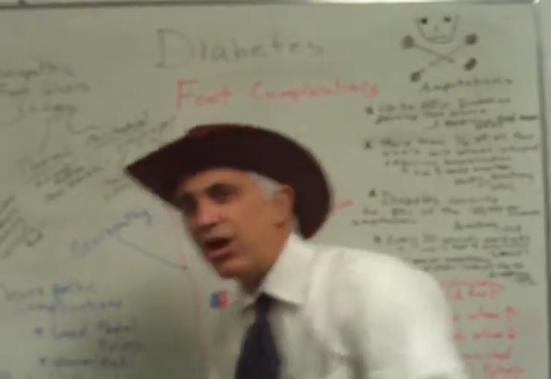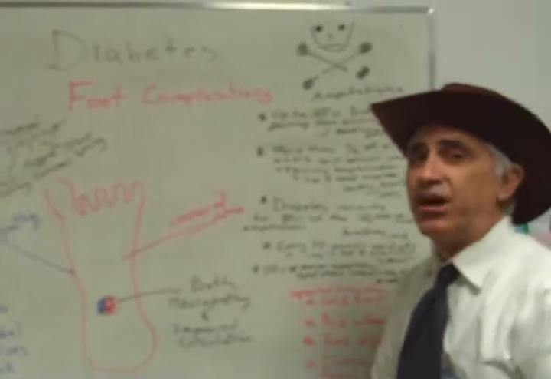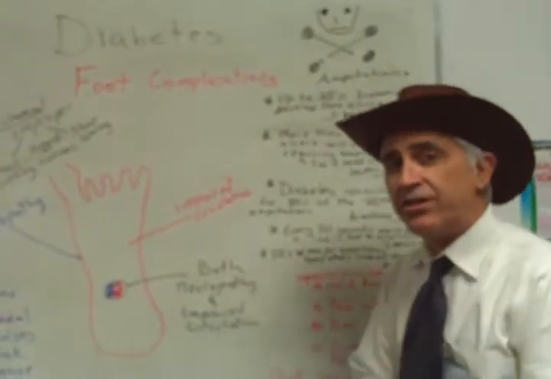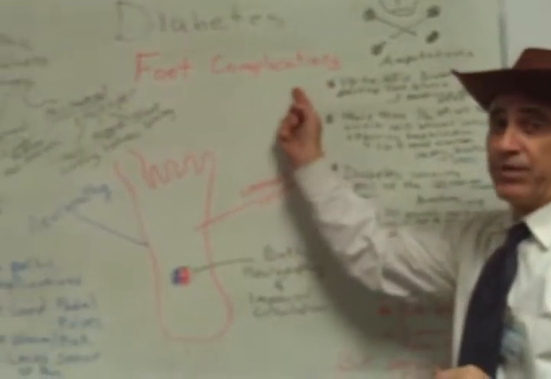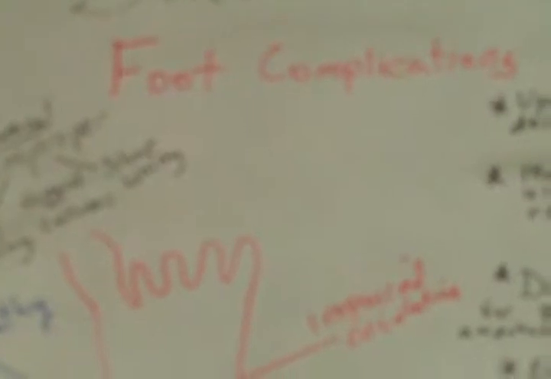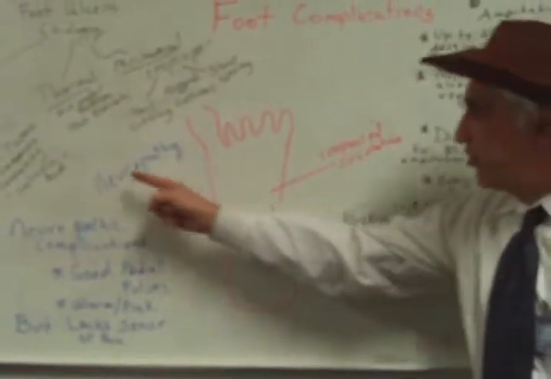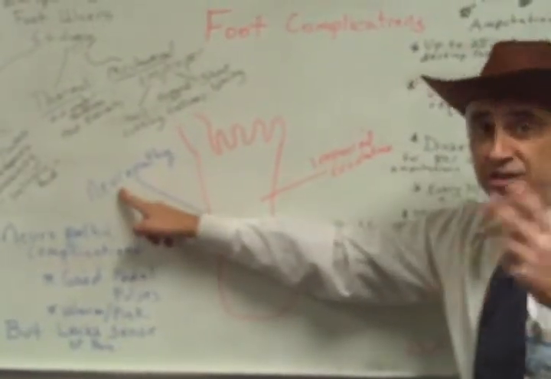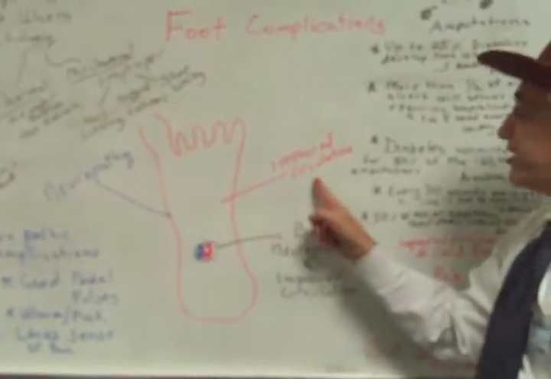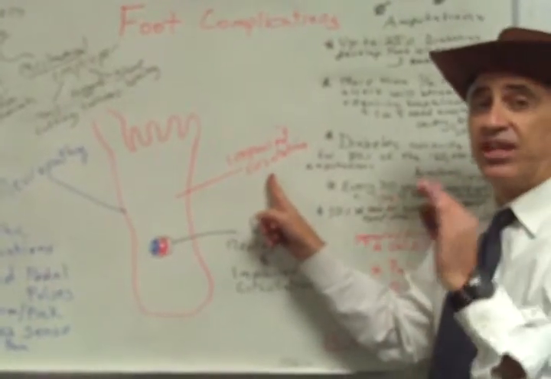Students, here we are continuing our study of the complications of diabetes. This time we're going to look at foot complications. Let's talk about some of the complications that can occur with the foot. First, we can divide it into two causes: neuropathy and impaired circulation. Neuropathy involves the nervous system, and impaired circulation involves the circulation.